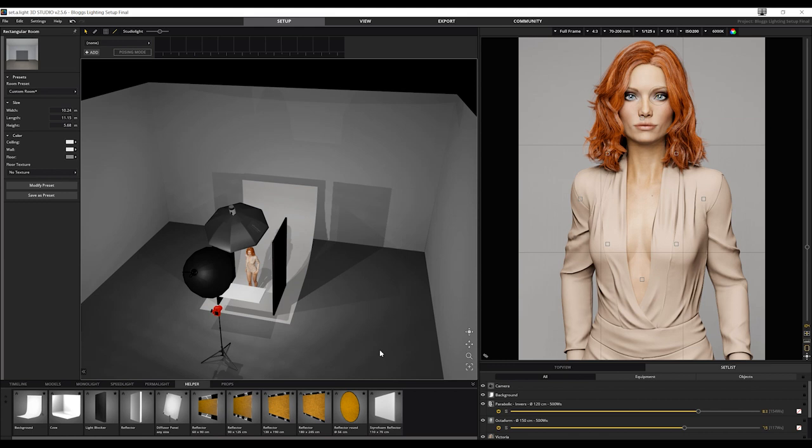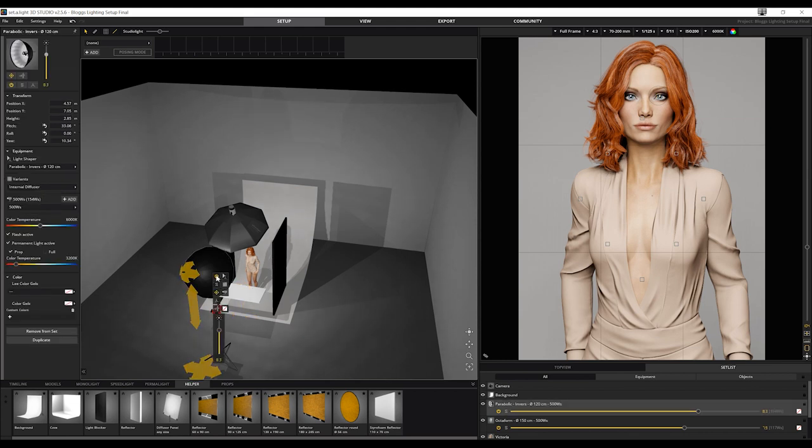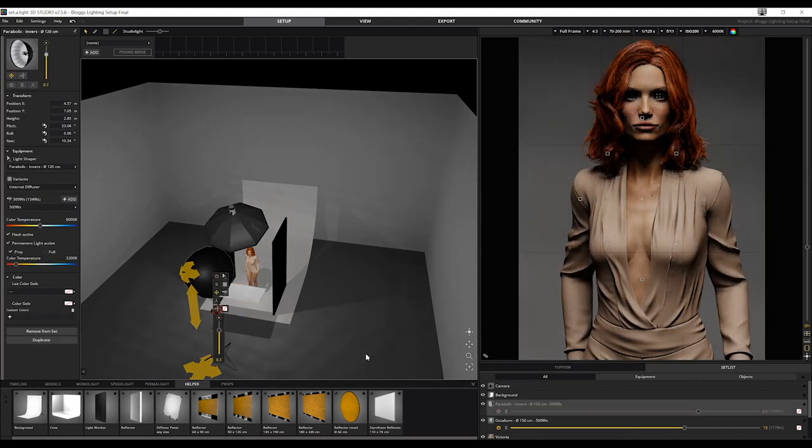Now, my second light is a hair light, and this, for me, is really important for hair photography. If we toggle our key light off for a second, you can see that the hair light is illuminating the hair right from above, and we get a nice little shine on the top of the head, and it also illuminates part of the chest and the body.